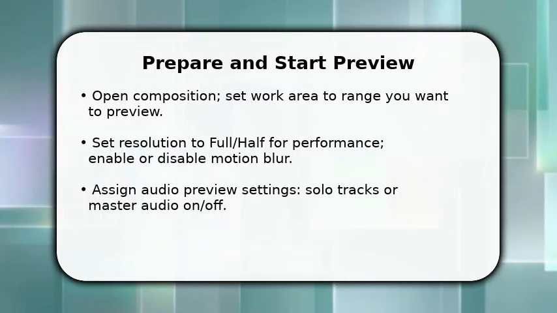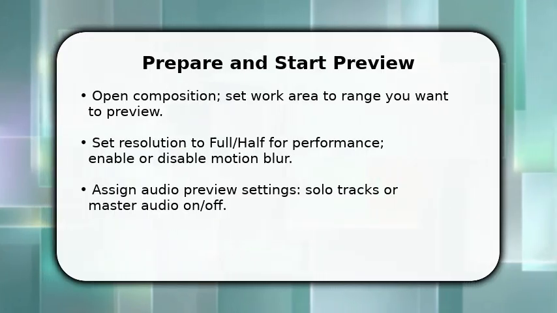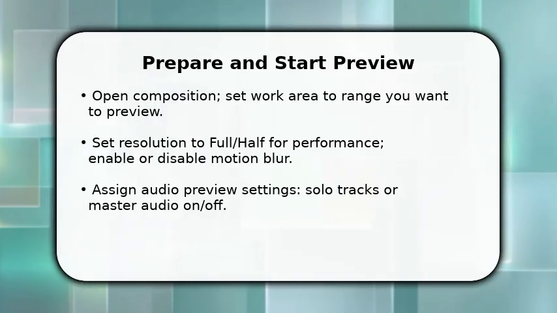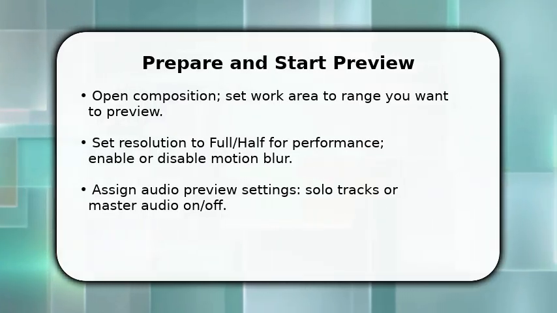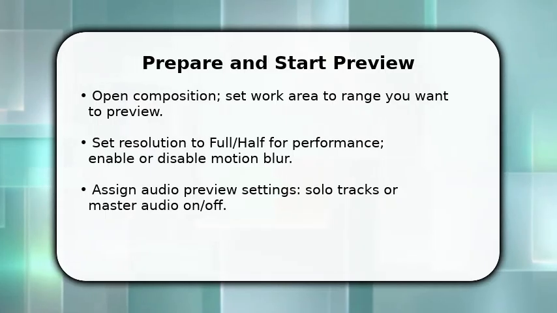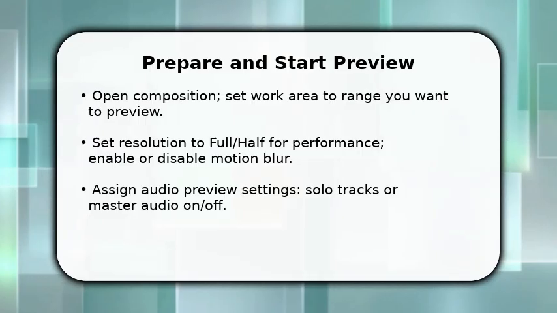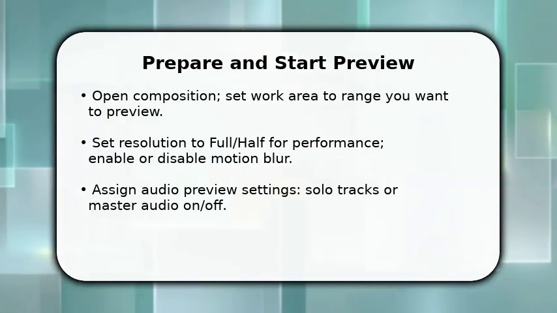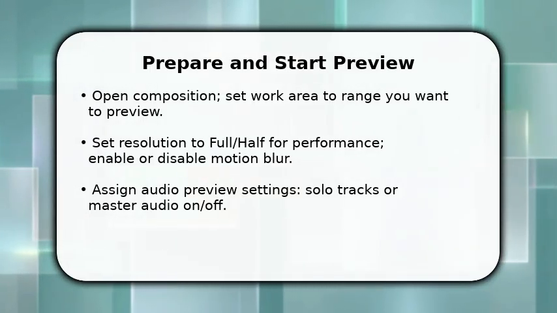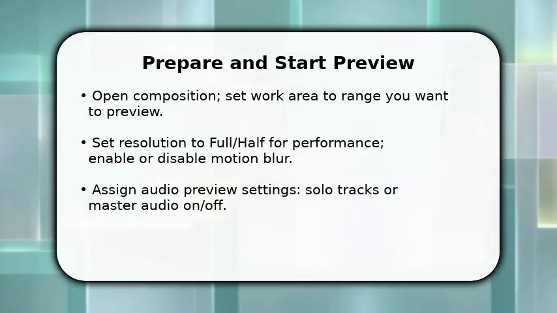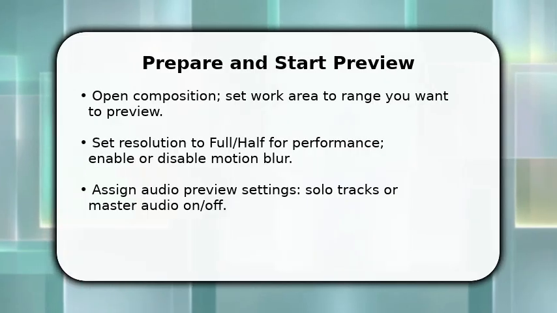You're ready to preview in full screen. First, open the composition and drag the work area to the exact range you want to check. This limits RAM preview. Once done, set resolution to full or half depending on playback needs so you balance quality and speed. Make sure motion blur and effects you don't need are disabled to reduce render time, and confirm audio tracks are solid or off so you hear only what matters during the preview.